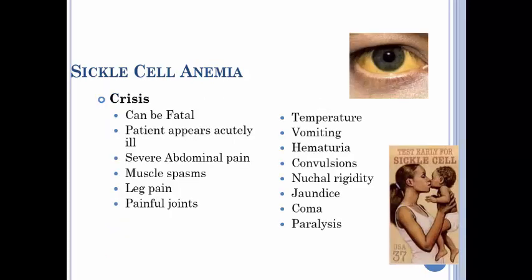Sickle cell crisis can be fatal. Patients will appear acutely ill, can have severe abdominal pain, muscle spasms, leg pain, painful joints, can run a temperature, vomiting, hematuria, convulsions, nuchal rigidity, jaundice, coma, and paralysis.